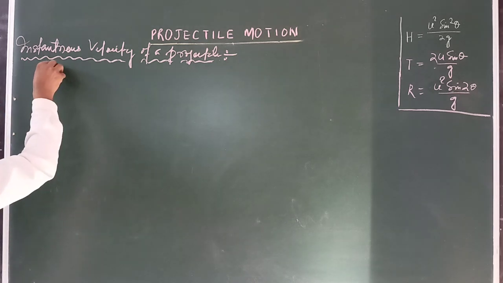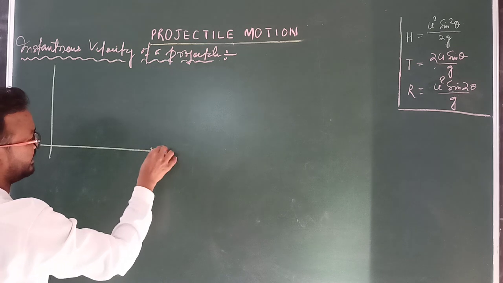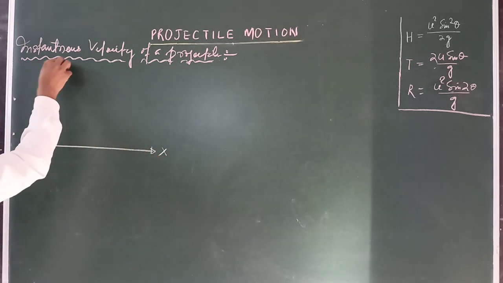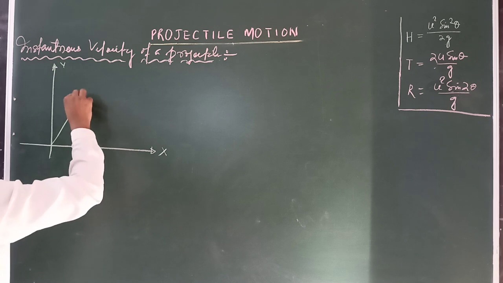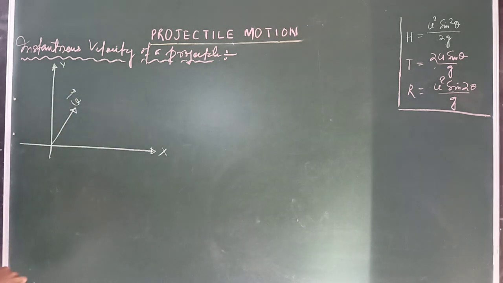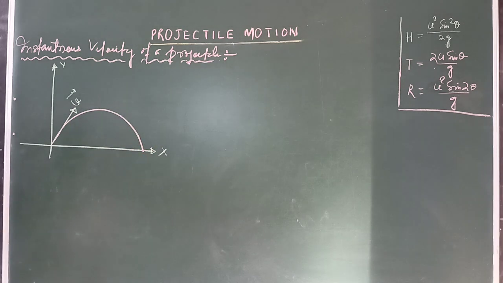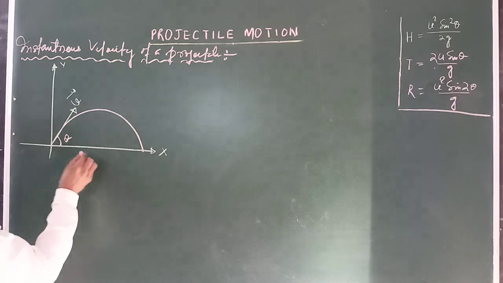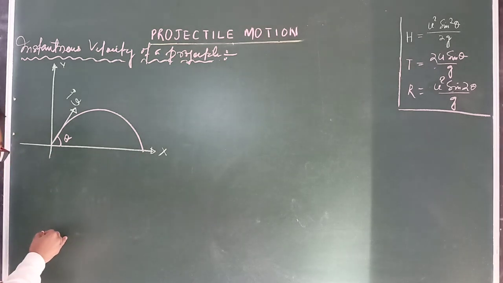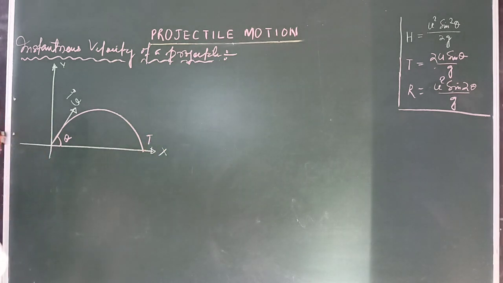So this is projectile motion: the y axis, and here this is x. The projectile is projected into space with initial velocity u. It describes a parabolic path like this, and the projection angle is theta. Clear? This is known as maximum range or range. This is maximum height. Total time t is here.